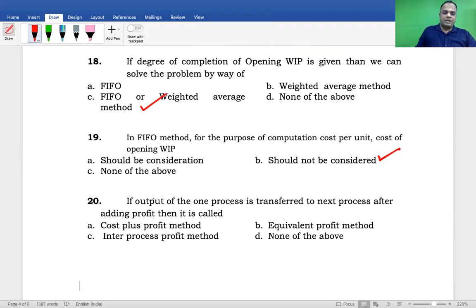Next, if output of one process is transferred to the next process after adding profit, in general we are used to transfer only at cost. Am I right? If after adding profit I transfer, then it is called inter-process profit method. Not equivalent production, not cost plus profit method. I'll repeat: in general, output of one process becomes input of the next process at cost. Suppose after adding profit I transfer, then it is called the inter-process profit method. Are you with me? Good.